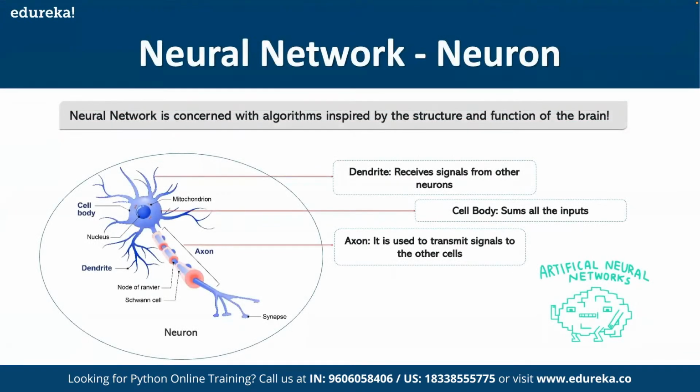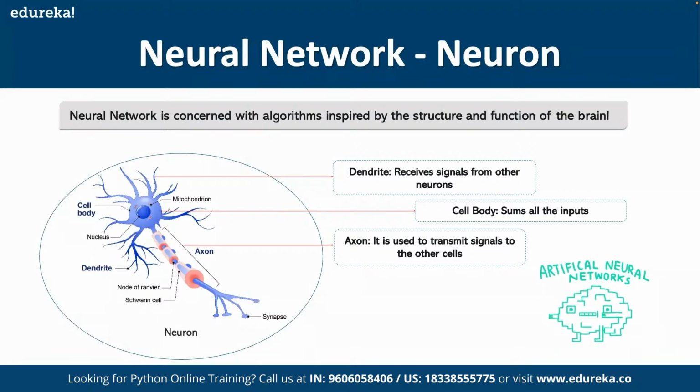Now, if I want to explain in terms of biological neurons, this is what we call a biological neuron that you see here on the screen. A biological neuron consists of an axon. It has a cell body, a nucleus, and also a synapse. Here, the dendrites are going to receive the data from the other connections, from the other cells.